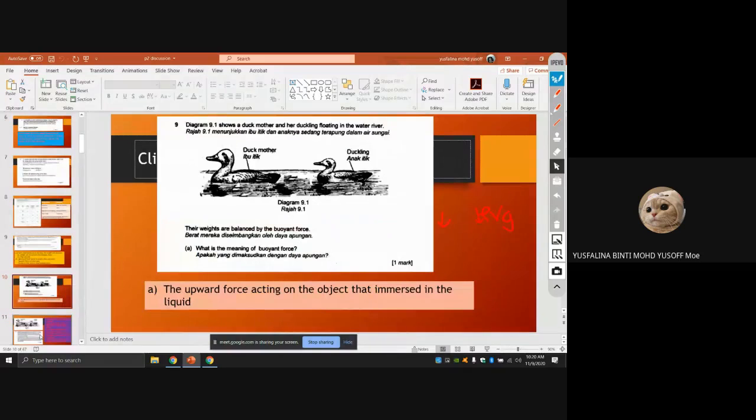Diagram 9.1 shows a duck mother and her duckling floating in the river water. Their weights are balanced by the buoyant force. Because it is floating, the weight is equal to the buoyant force. And what is the meaning of the buoyant force? The buoyant force is the upward force acting on an object that is immersed in a liquid or fluid. Next one.